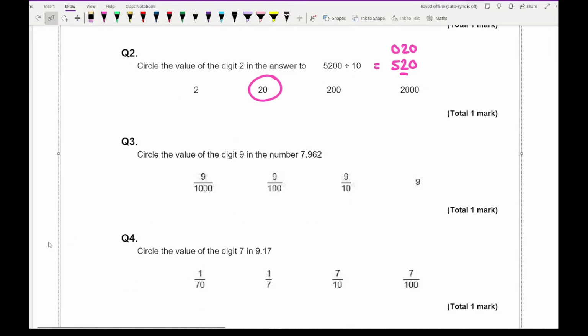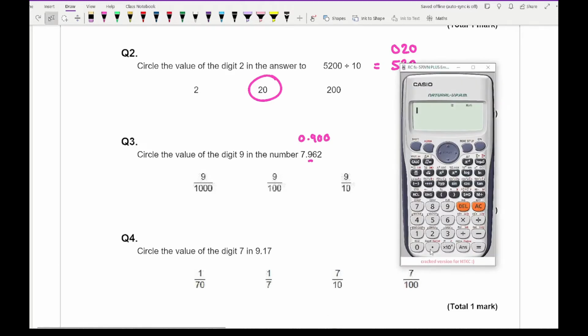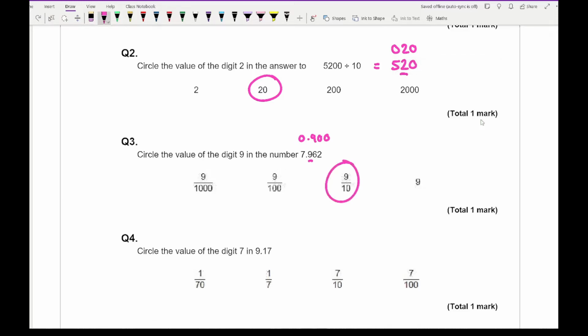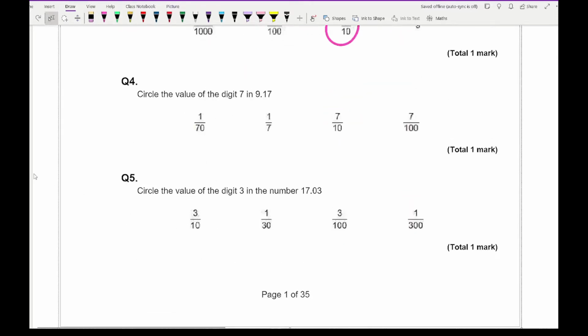With question 3, it says circle the value of the digit 9 in the number 7.962. So here I highlight the 9. I can then convert all the other numbers into zeros. Now if I enter that on my calculator, particularly if it's a Casio calculator, so let me do just that. If I enter 0.900, then press equals, it automatically will convert it into a fraction for me. So I know then the answer is going to be 9/10, which I kind of knew anyway, but again, just showing you how you can potentially use your calculator if you do find that question tricky.